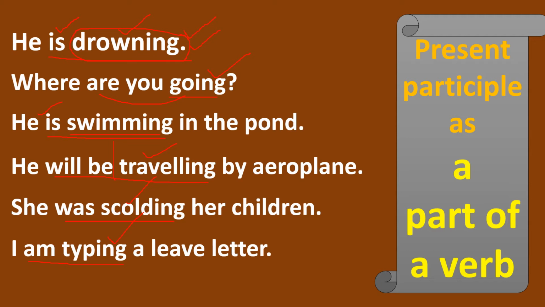Here we have known that as a part of a verb, it is used in the continuous tenses. These are called continuous tenses: present continuous, past continuous tense, and future continuous tense. In these three tenses, present participle is used as a verb part.